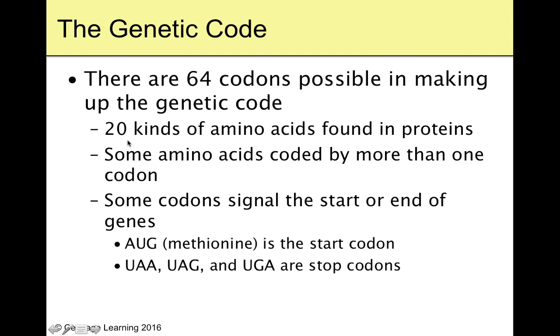And the answer to that is called redundancy. We have more than one codon that codes for any particular amino acid. So there might be 3 or 4 that code for leucine, and 3 or 4 different codons that code for isoleucine. And some of these codons will signal the start or the end of genes.